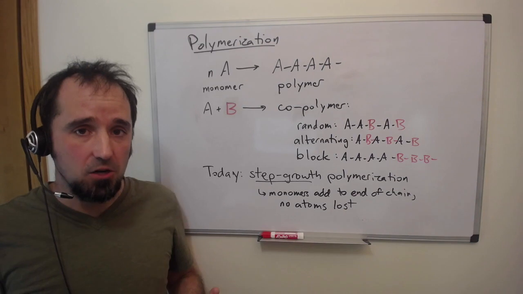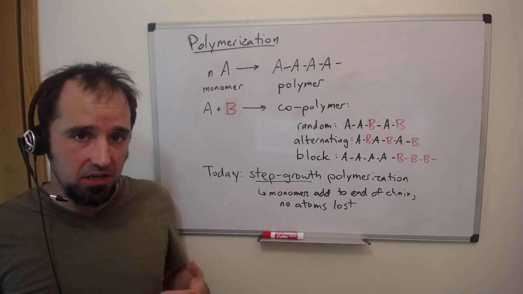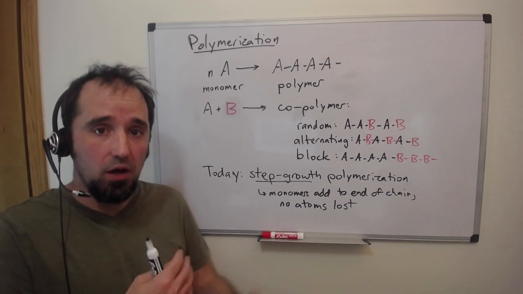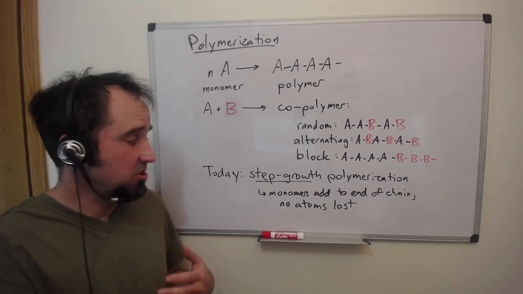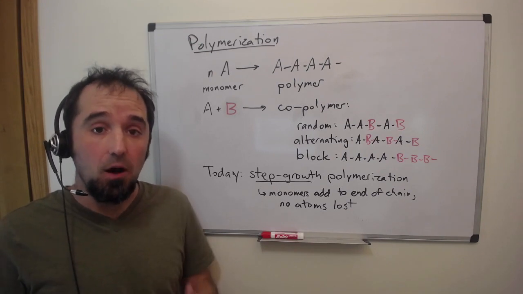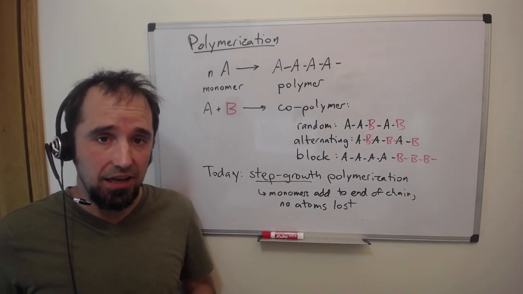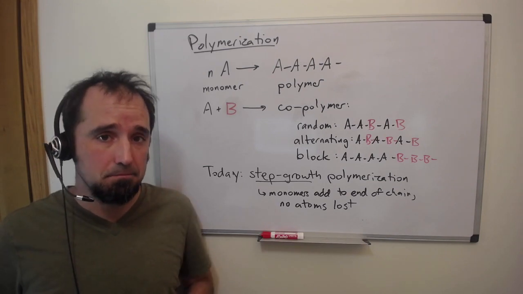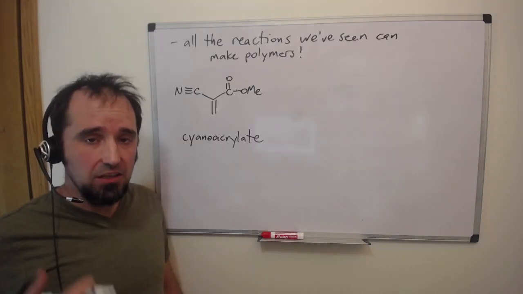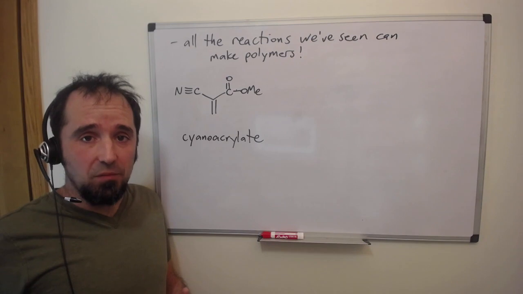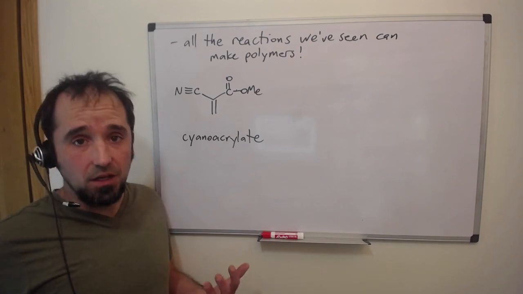In this video, I want to talk about step growth polymerization. In step growth polymerization, I'm always adding monomers one at a time, usually to the end of the chain. The important thing here is no atoms are typically lost in a polymerization, unlike another kind of polymerization called condensation that we'll cover next. So we're really not going to learn any new kinds of mechanisms here, maybe one. For the most part, we're going to focus on mechanisms that we've already studied.